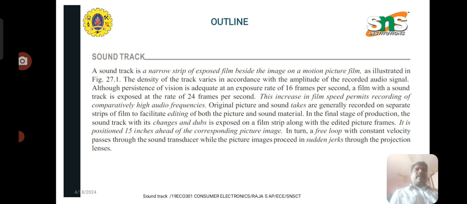Original pictures and sound takes are generally recorded on separate strips of film to facilitate editing of both the picture and sound material. In the final stage of production, the soundtrack with its changes and dubs is exposed on a film strip along with the edited picture frames. It is positioned 15 inches ahead of the corresponding picture image. In turn, a film loop with constant velocity passes through a sound transducer, while the picture image is processed in sudden jerks through the projection lens. So a soundtrack is mainly used for motion pictures, where audio and video can be combined.